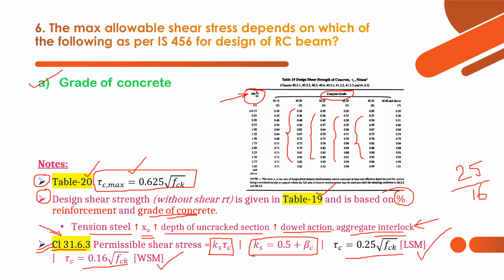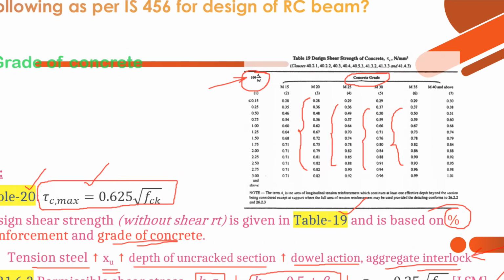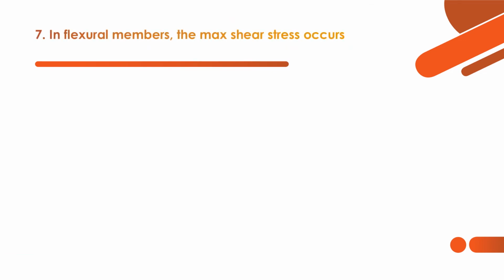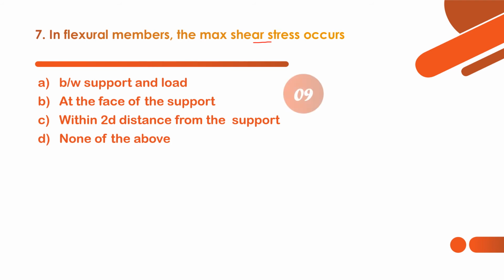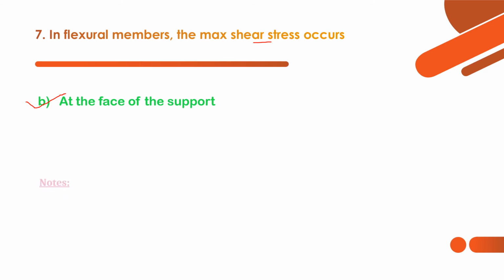Now let's move on to the 7th question. In flexural members, the maximum shear stress occurs between support and load, at the face of the support, within 2d distance from the support. What is small d? Effective depth of beam. None of these. This question is based on the critical section for shear. In members subjected to bending, where does maximum shear stress occur? So what is that section? Nothing but at the face of the support. At the face of the support only, maximum shear stress occurs.